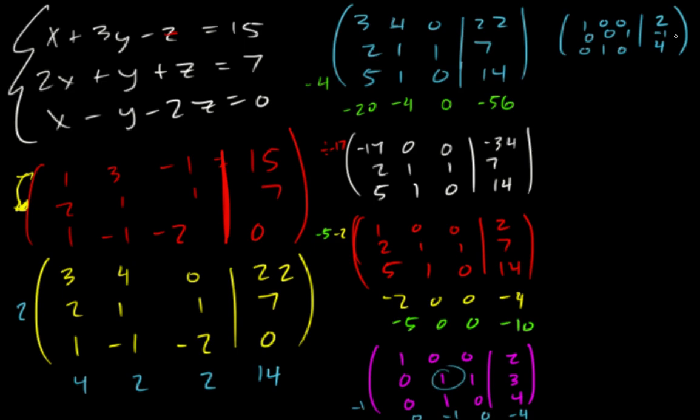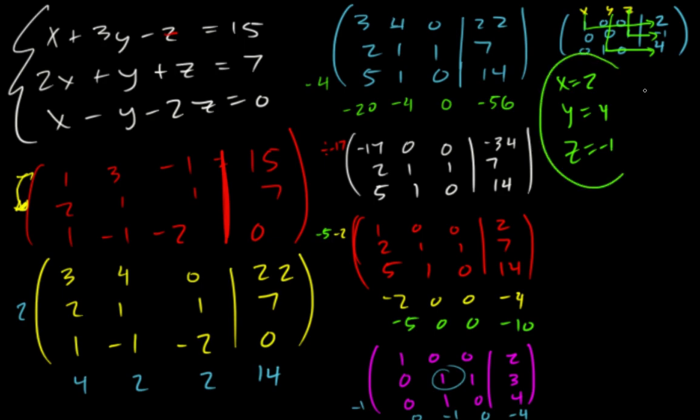get -1. Alright, so remember that this is x, y, z. So x goes down here, over here, so x is 2. Y goes all the way down here, over here. Y is 4, and z goes down to here and over here. So z is -1.